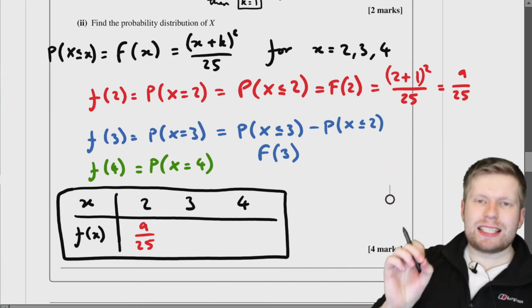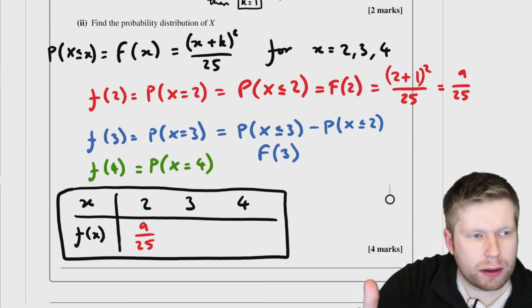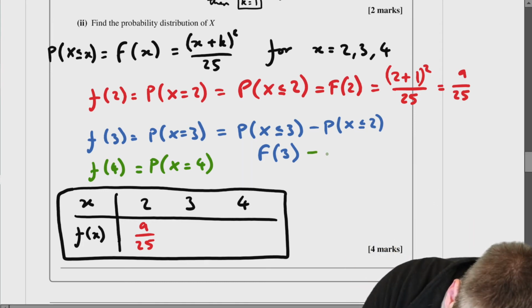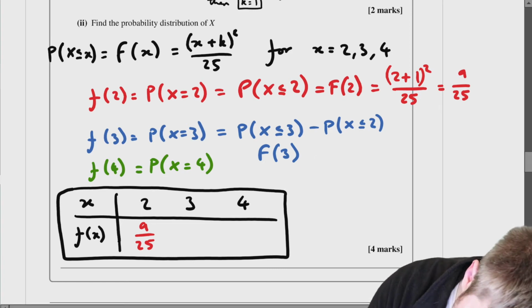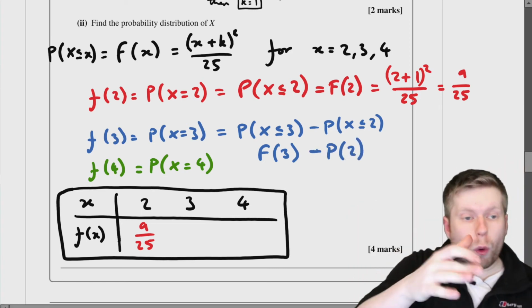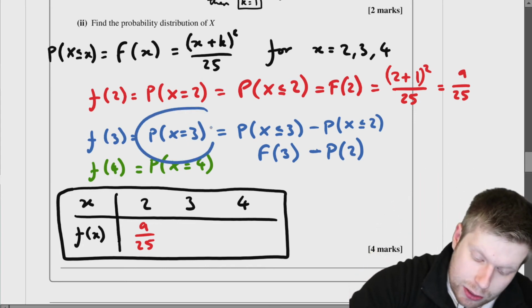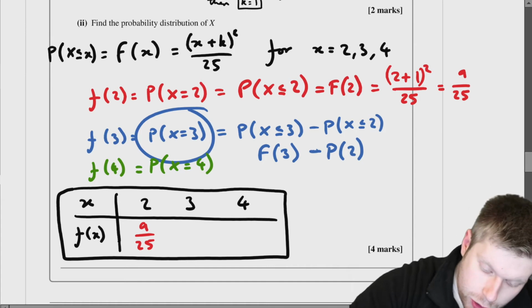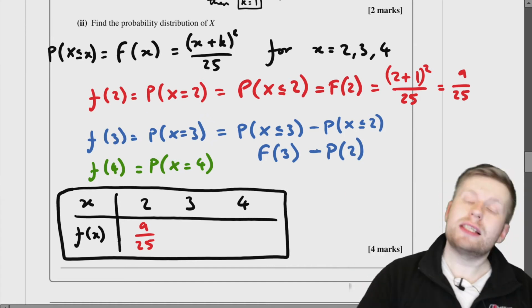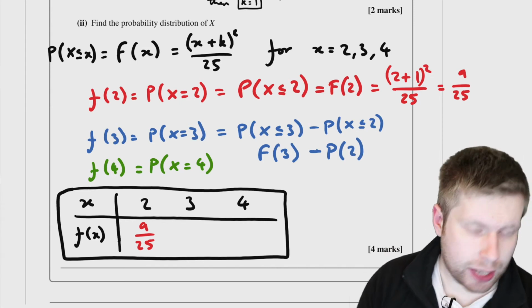So I just simply need to stick in the f of whatever value I'm after. So I'm after f of 3, okay? And I need to take away all probabilities up to the one before the value I'm looking at. So this is how to find the probability that x is equal to 3. I just do the probability that x is less than or equal to 3, take away the probability that x is less than or equal to 2. The thing which I want is going to be left, okay?